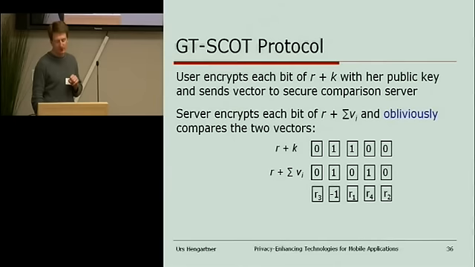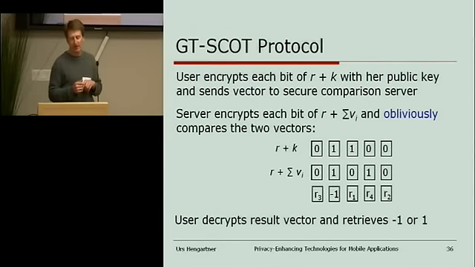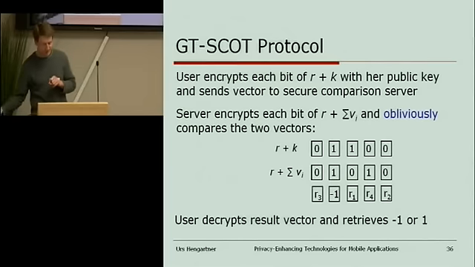And finally, this result vector is sent to the user, which decrypts it, and then the user is able to retrieve either -1 or 1, and based on this value, the user can figure out which of the two vectors is larger, meaning the user will be able to learn whether the k-anonymity property is satisfied. Any questions about this? Again, you're not required to understand obviously the details of the protocol.